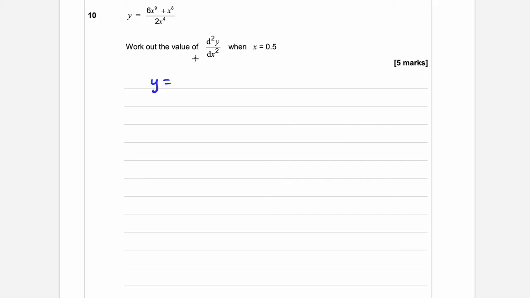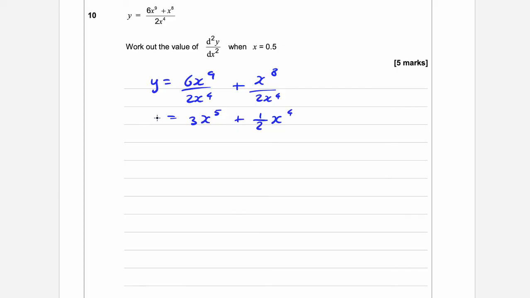So this is going to be y equals 6x to the 9 over 2x to the 4 plus x to the 8 over 2x to the 4. This equals 6 divided by 2 is 3, and subtract the powers, we get 5. So this is 3x to the 5, and subtract the powers, 8 minus 4 is 4, and I'm just going to put it as a half x to the power 4, just like 1 over 2, a half.